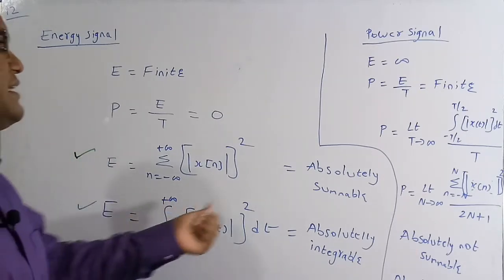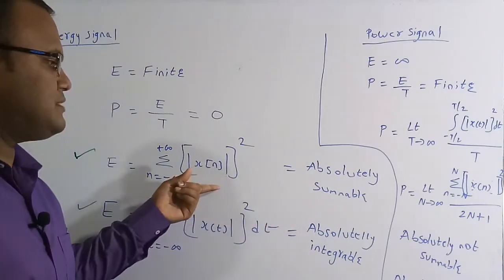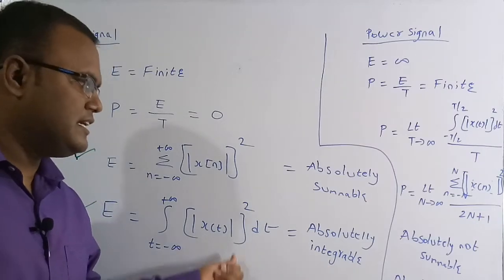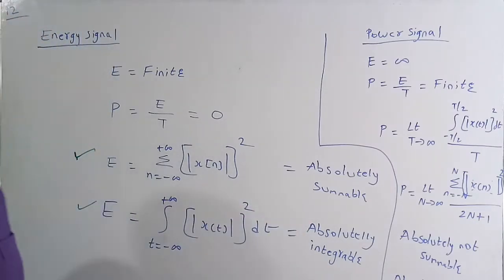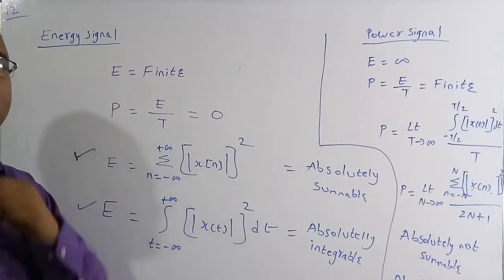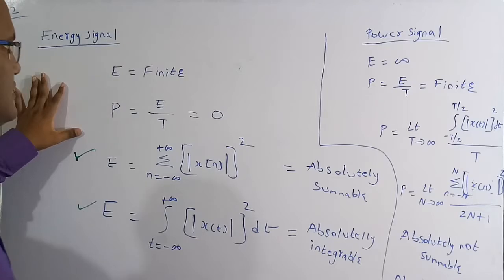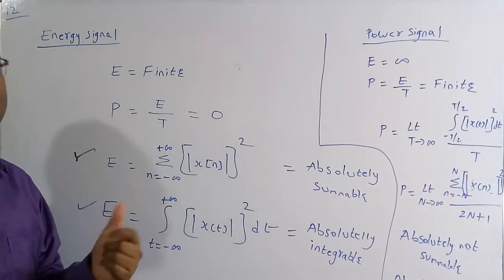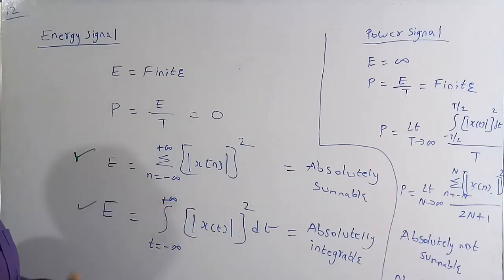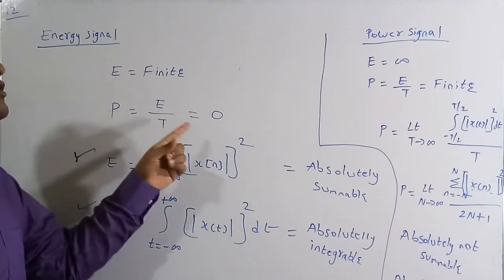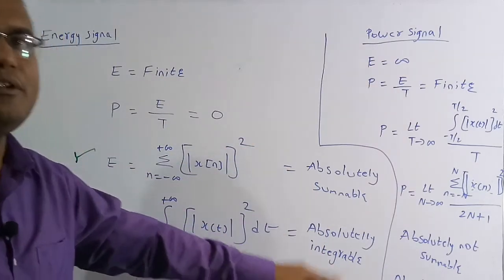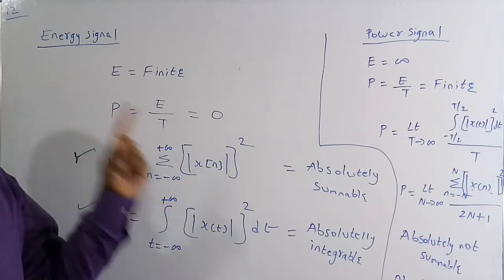Whenever the energy is absolutely summable for discrete time signals, and whenever the energy is absolutely integrable for continuous time signals, then only we are going to get a finite value. So whenever the energy is a finite value and the power is 0, then only are these signals said to be energy signals. Finally, the signals which have a finite energy for all time from minus infinity to plus infinity and zero power, and which are absolutely summable and absolutely integrable, are said to be energy signals.